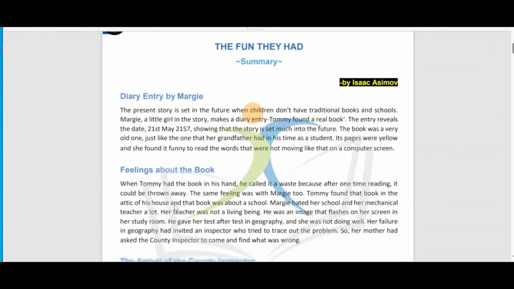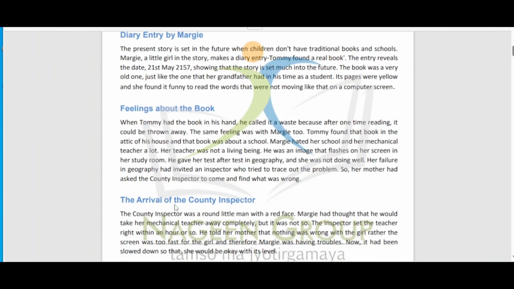Okay, next. Feelings about the book. Now, when they got the book, how did they feel? When Tommy had the book in his hand, he called it a waste. Tommy called that traditional book completely a waste. Why? Because after one time reading, it could be thrown away.